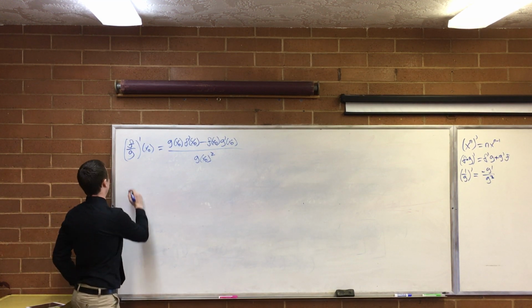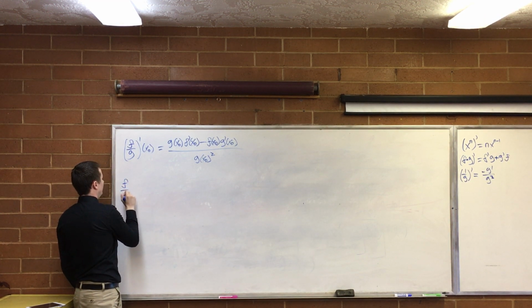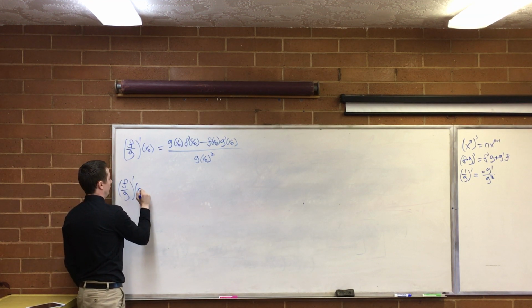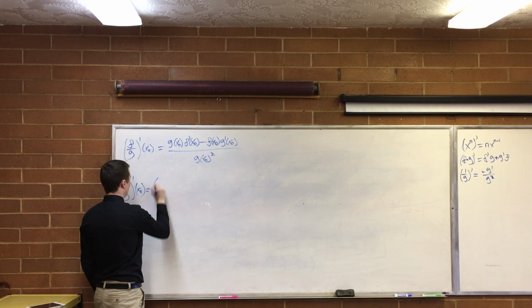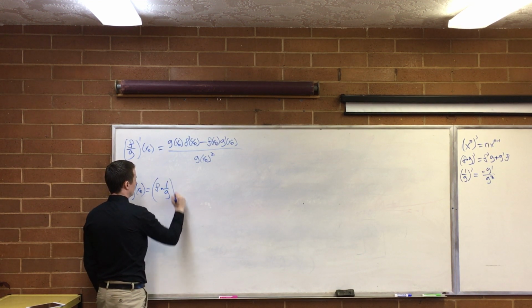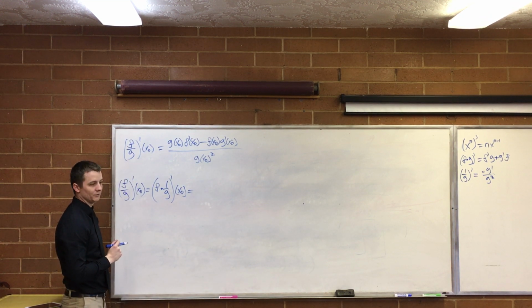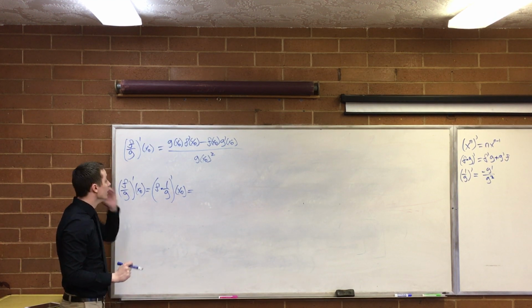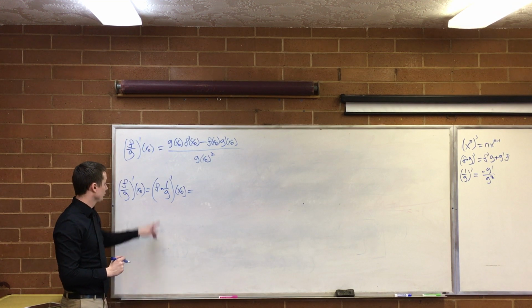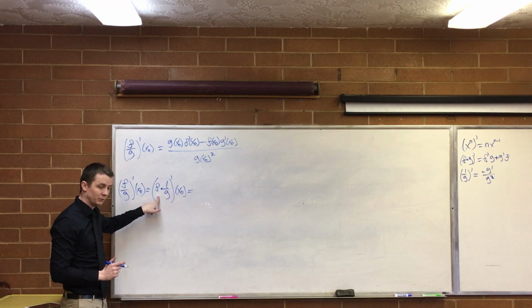So, f over g prime of x naught is equal to f times 1 over g prime at x naught. You good with that? I just split this up into a product. Now we can use our product rule. What's the derivative of a product of two functions? It's the derivative of the first multiplied by the second plus the derivative of the second multiplied by the first.